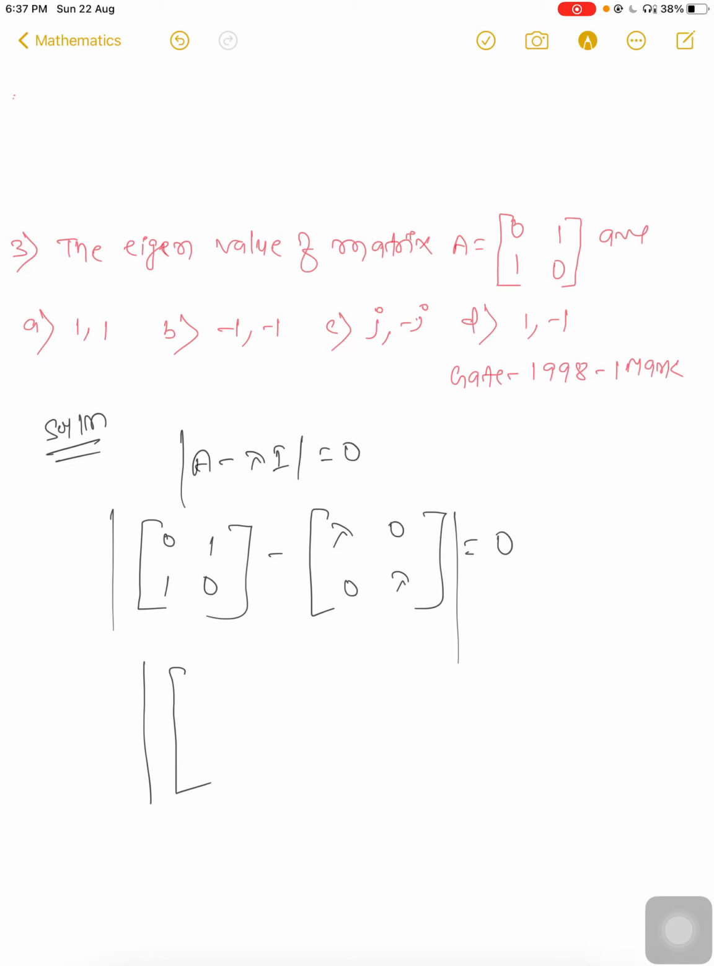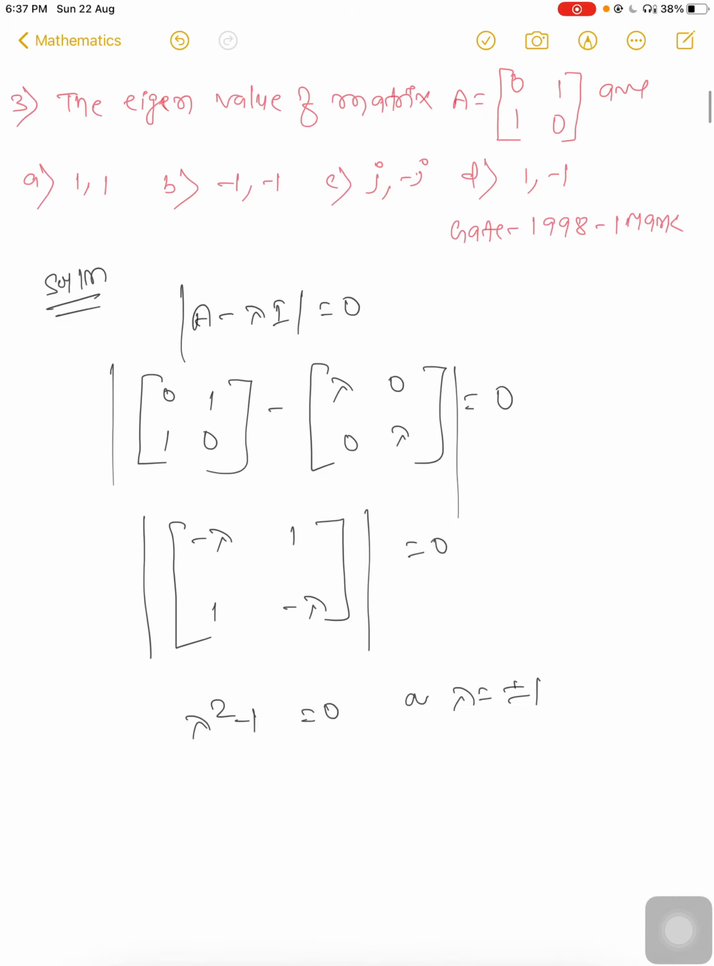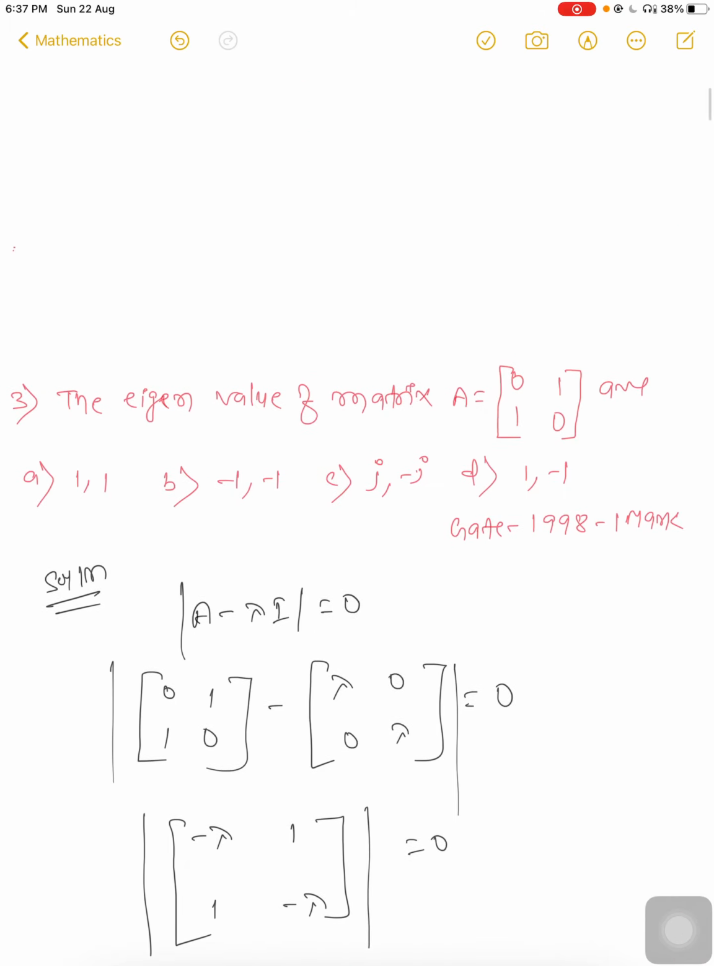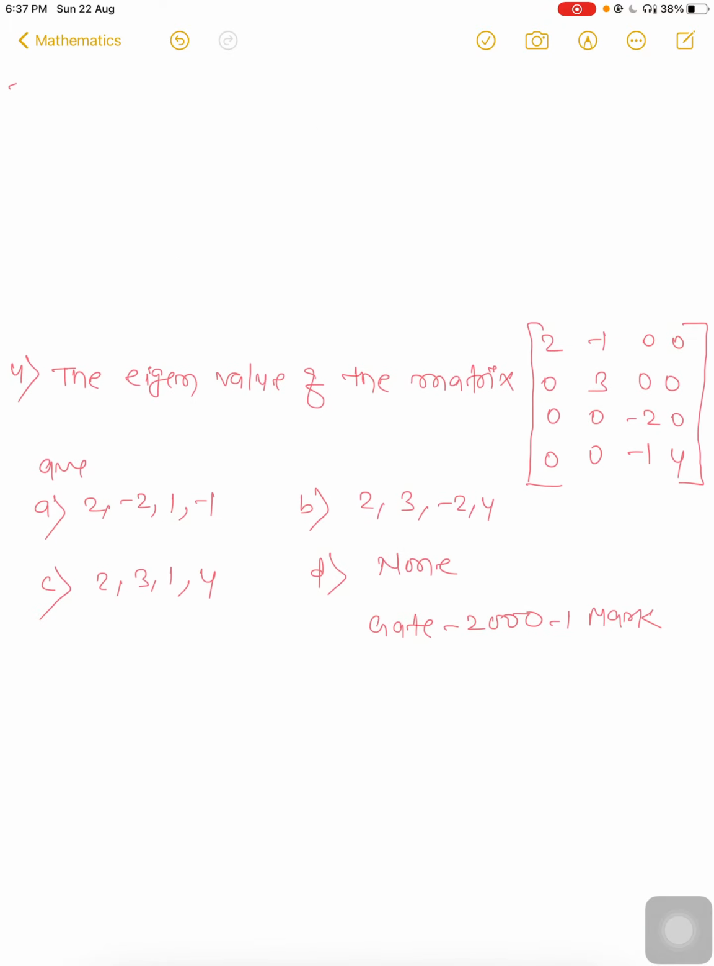Then you take the matrix with minus lambda, 1, 1, minus lambda, and take the determinant. When you take the determinant, what will happen? Lambda square minus 1 is equal to 0, or lambda is equal to plus minus 1. So the characteristic equation gives plus minus 1. Option D will be the answer.